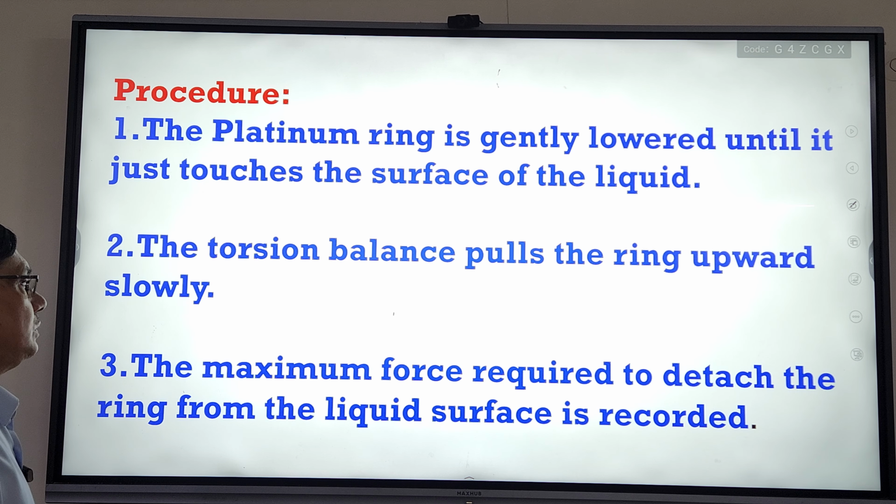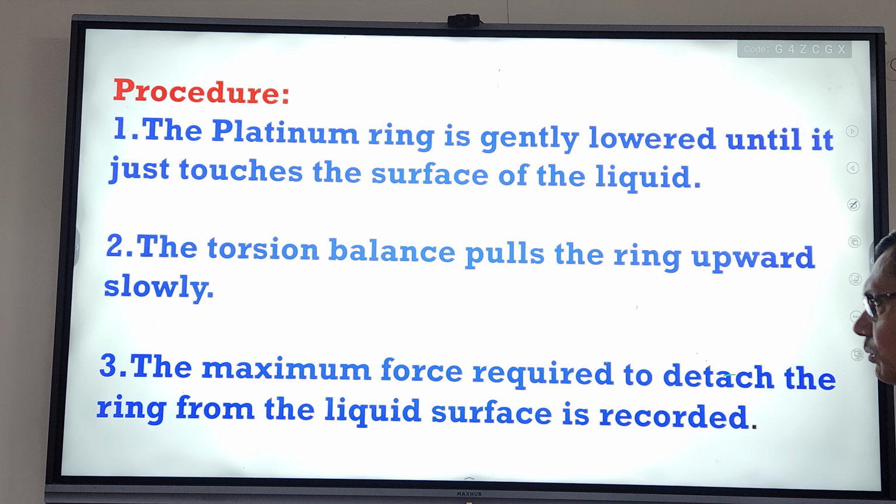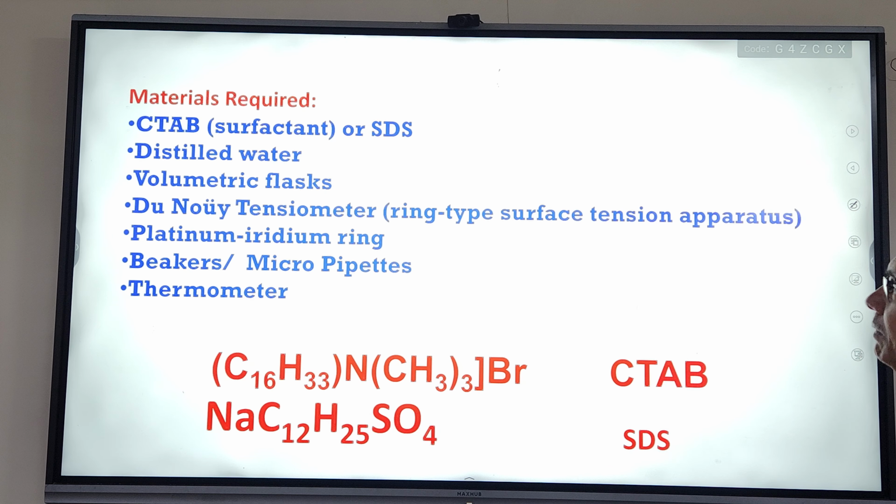And the maximum force required to detach, I think it will take only less than 1 minute. So it is a so simple method. Now what materials are required today?